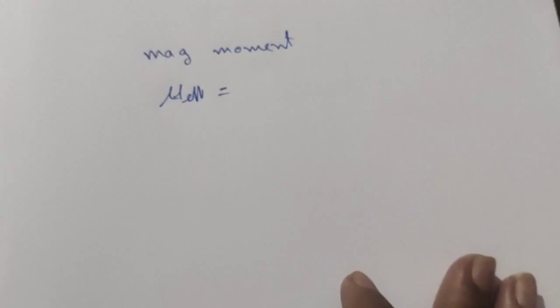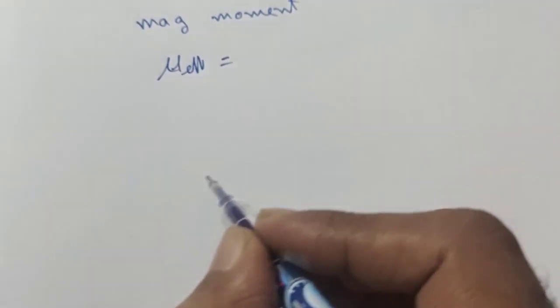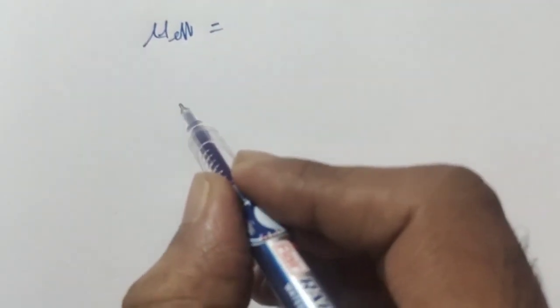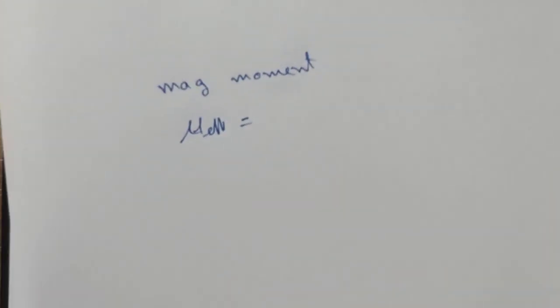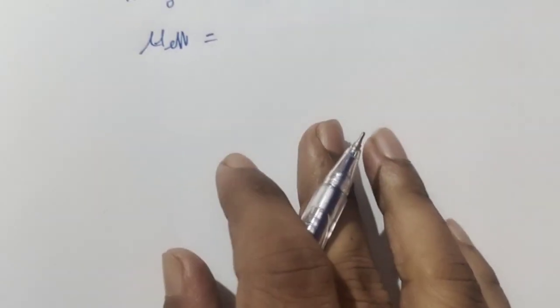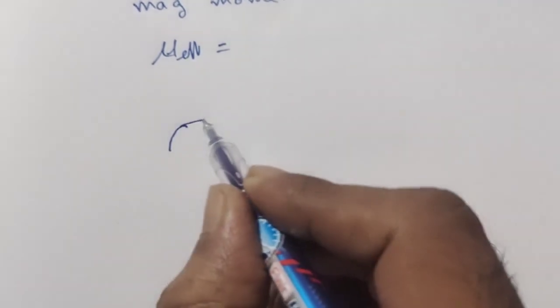So let's begin. Before that, let us understand how magnetism is generated. As we have read in school physics courses, any charged particle or any current passing through a loop will create some magnetic moment.